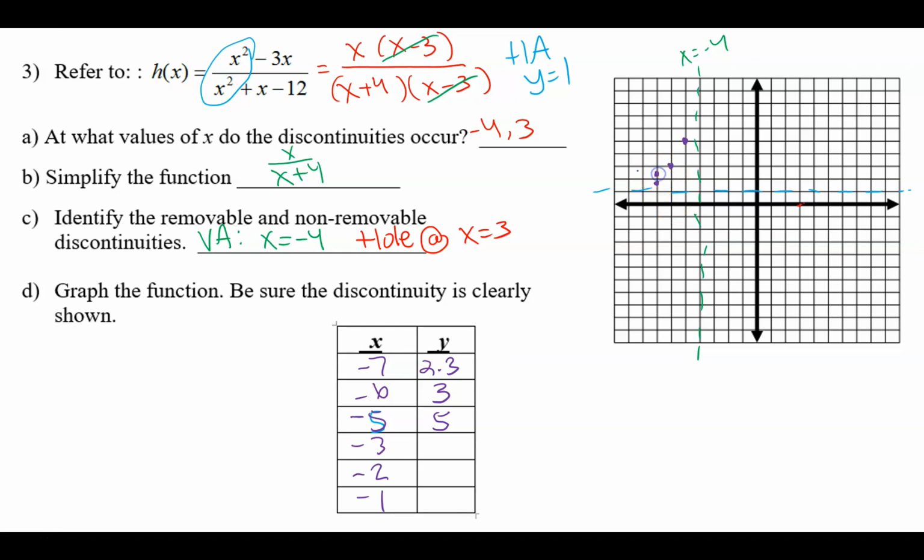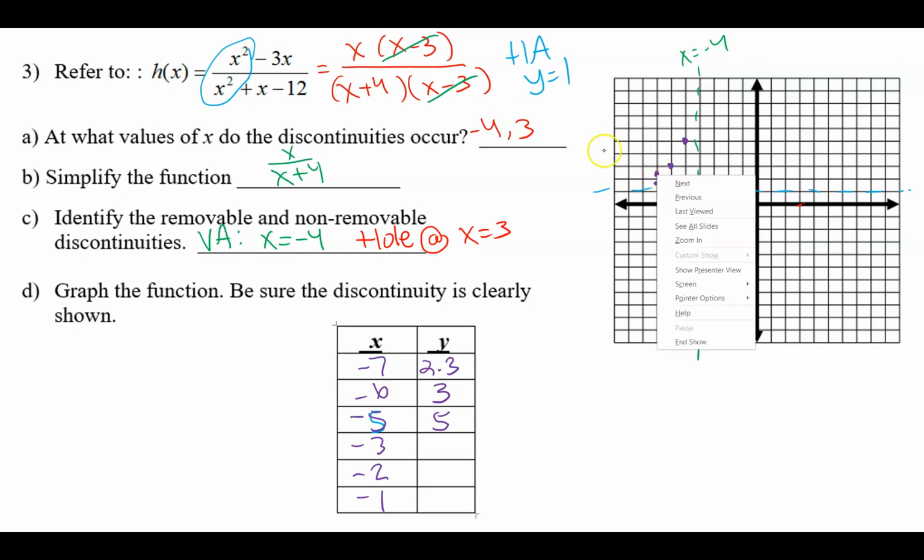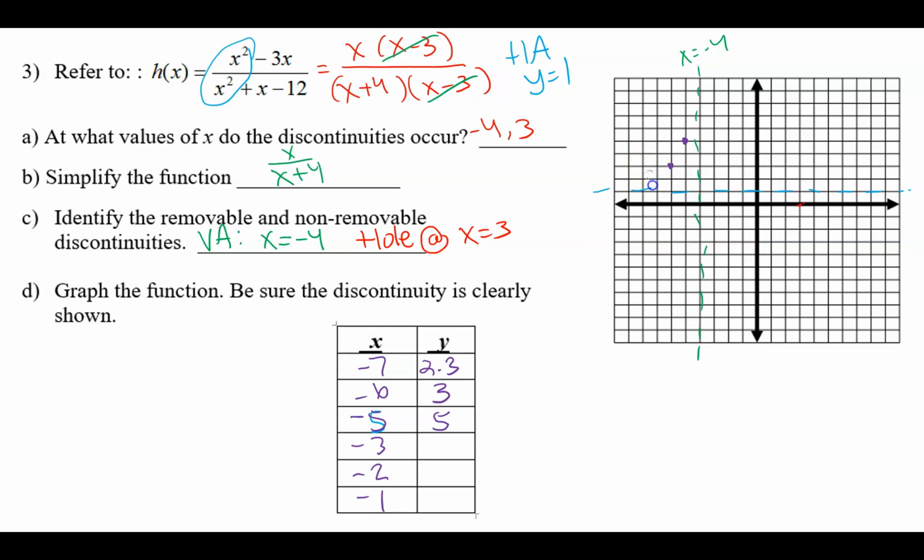Oh, I can't do it. I drew at the wrong spot. There we go. So there's this curve, which is fine. I can draw it because my hole's not over there. My hole's over here. So now my other side.